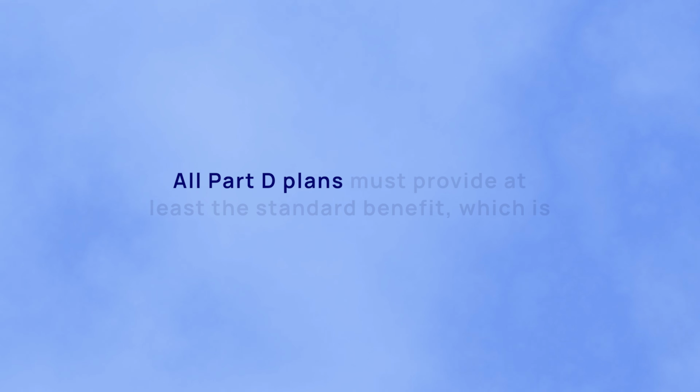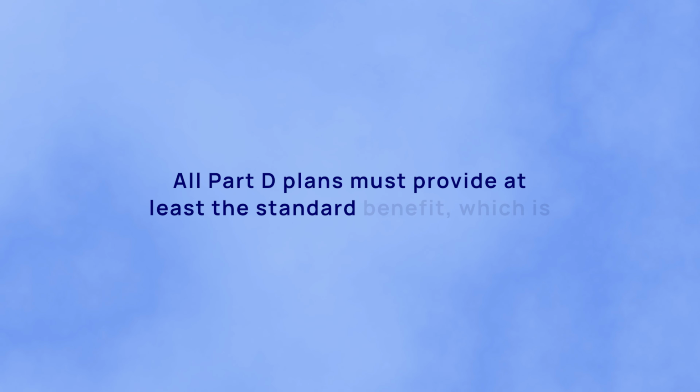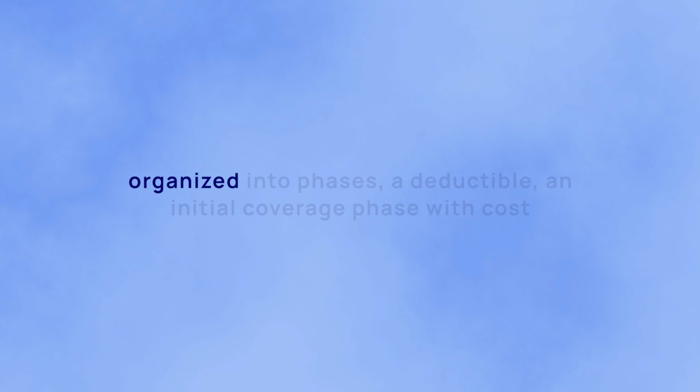All Part D plans must provide at least the standard benefit, which is organized into phases: a deductible, an initial coverage phase with cost sharing, and catastrophic coverage once the annual out-of-pocket threshold is reached. Alternative coverage is allowed as long as it is actuarially equivalent to the standard benefit, and some plans offer enhanced coverage for an additional premium.